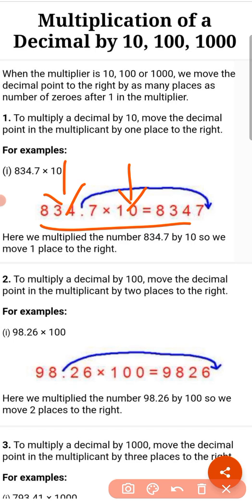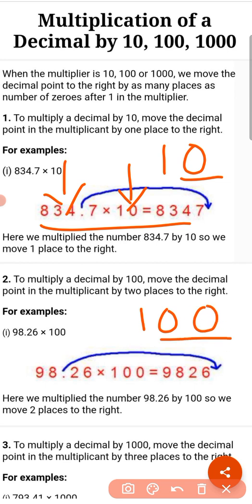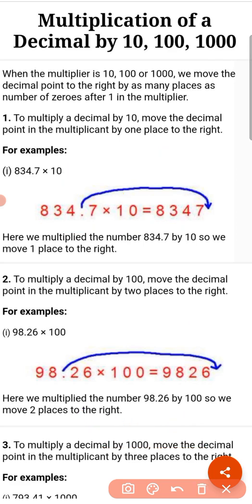Okay. So to multiply a decimal by 10, move the decimal point one place to the right. One place, because 10 has 1 zero. When we are multiplying by 100, move 2 places to the right. 2 zeros in 100. When we are multiplying by 1000, 1000 means 3 zeros, so move 3 places to the right side. If we need more places, we can put zeros. Hope this topic is clear for you. Thank you, children.